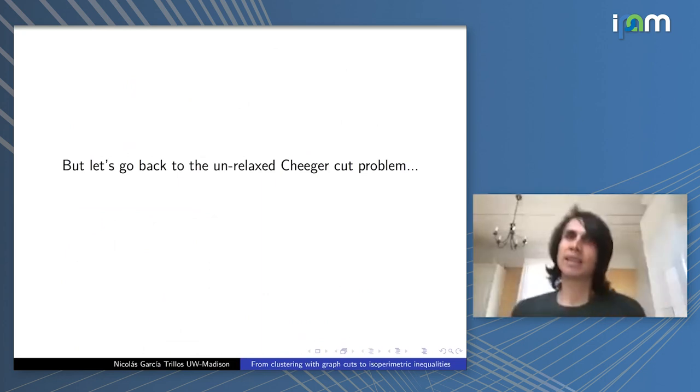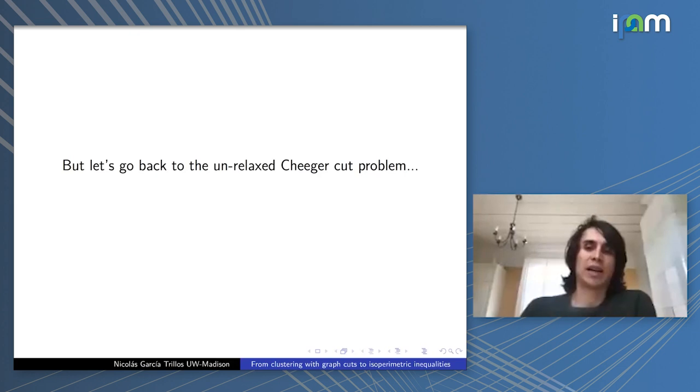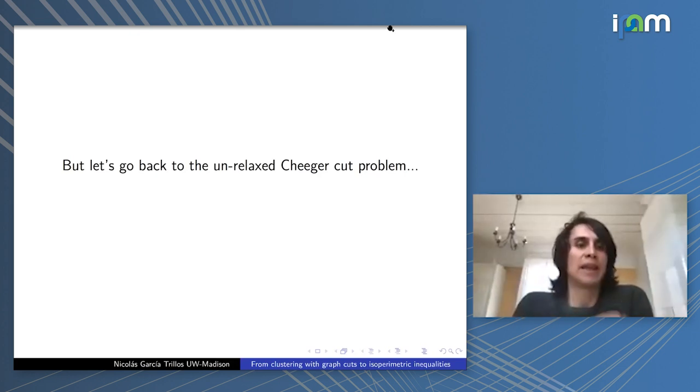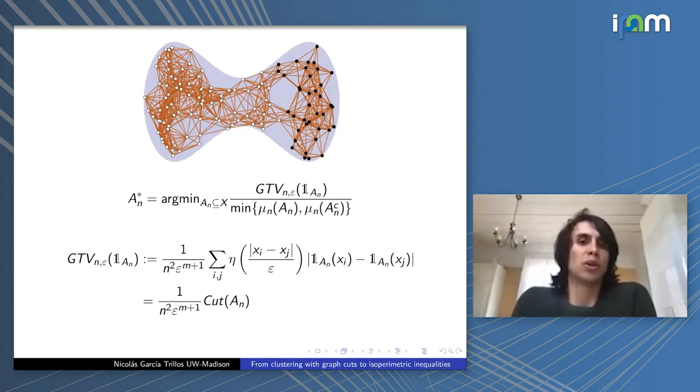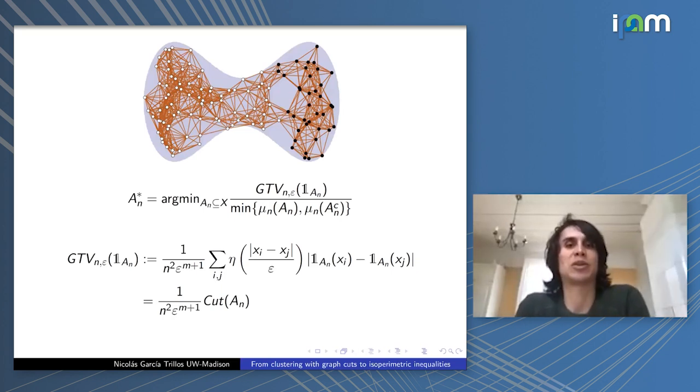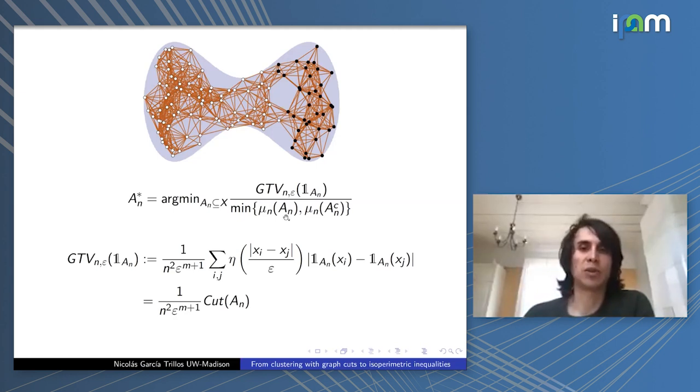Okay, but then if that has been the story for the graph Laplacian, since manifold learning mostly focuses on the graph Laplacian, I want to go back to the unrelaxed Cheeger cut problem, the original geometric problem, not the relaxation. So, at least for the graph that I showed you earlier, in my picture, my Cheeger cut problem looks like this one over here.